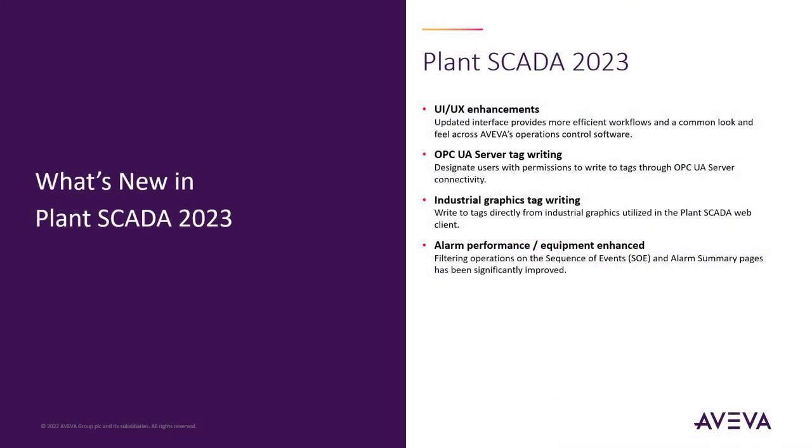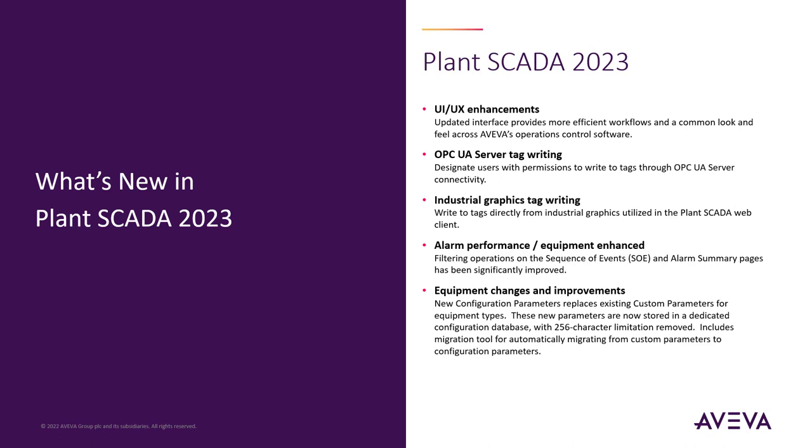Alarm filtering performance improvements is a new feature update to the filtering operations of the sequence of events and alarm summary pages. This significantly helps improve the performance of an alarm query where you may be looking to collect all of the alarm records for a single piece of equipment, especially when the system contains a very large volume of alarm history, which is typically captured and displayed on the sequence of events and alarm summary pages.